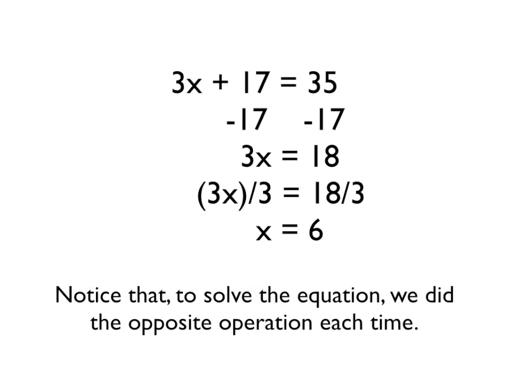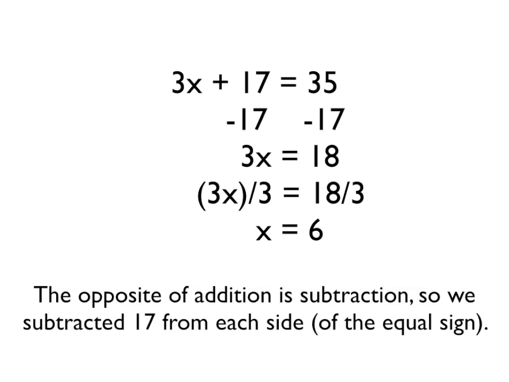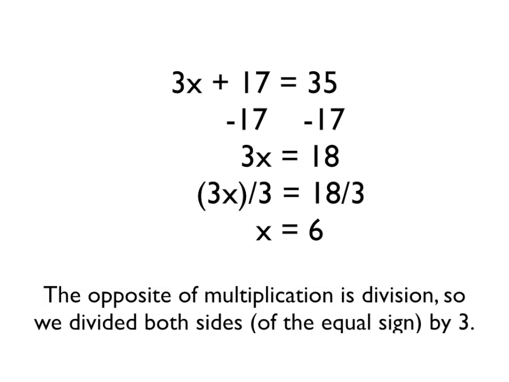Here it's all written down. Again, notice that to solve the equation, we did the opposite operation each time. We had plus 17. We want to get that away from the 3x, so we subtract 17 from each side. The opposite of addition is subtraction, so we subtracted. And then the opposite of multiplication is division, so we divided both sides by 3. We have 3 times x. We undo that multiplying by 3 by dividing by 3.